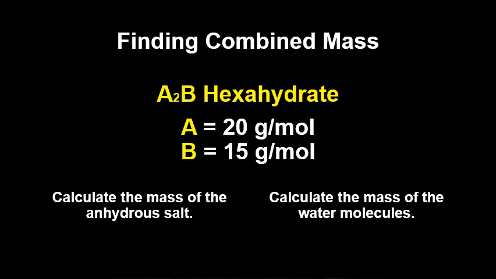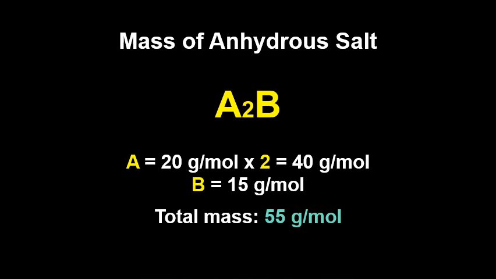Now, in order to carry out the first step, you have to know the molecular mass of A and B. So if you're trying to do this with an actual compound or molecule, then you'll need to go and identify that on the periodic table before you can continue. So the first step, finding the mass of the anhydrous salt, just means that we're finding the mass of this molecule while ignoring the water that has been added to it.